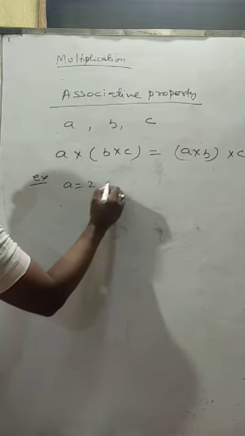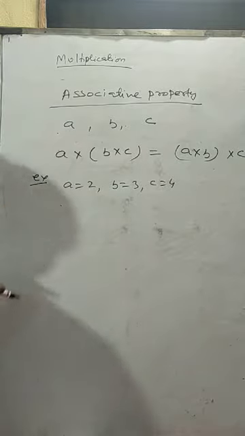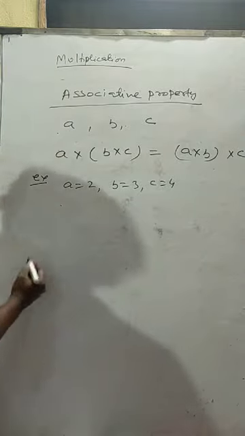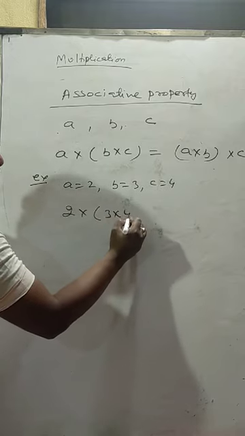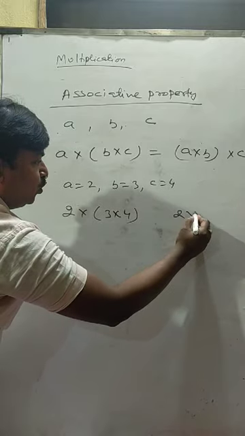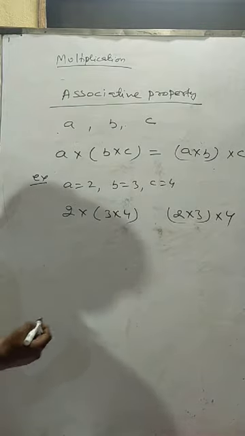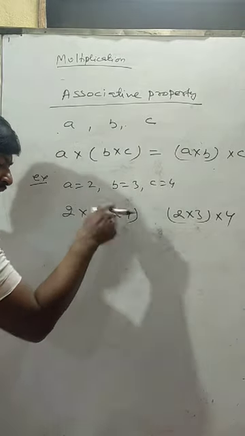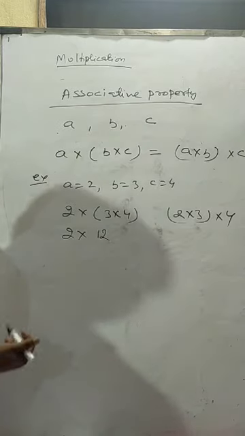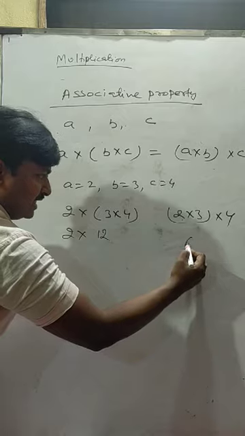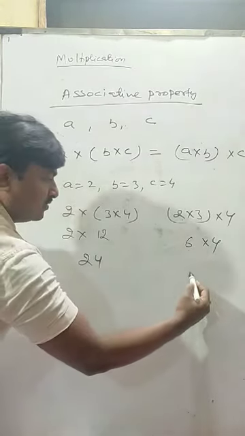Suppose A equals 2, B equals 3 and C equals 4. Let's replace the values of A, B and C with 2, 3 and 4. So 2 × (3 × 4) and here (2 × 3) × 4. First of all, according to BODMAS, we have to do the calculation inside the bracket. So it is 3 × 4 is 12, and here 2 × 3 is 6, 6 × 4. 12 × 2 is 24. 6 × 4 is 24.